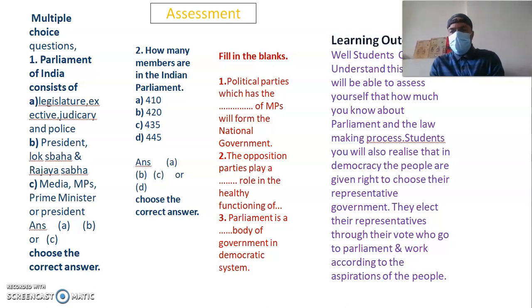So what is the learning outcome? Well, students, once you understand this topic, you will be able to assess yourself on how much you know about parliament and the lawmaking process. Students, you will also realize that in a democracy, the people are given the right to choose their representative government. They elect their representatives through their vote, who go to parliament and work according to the aspirations of the people.